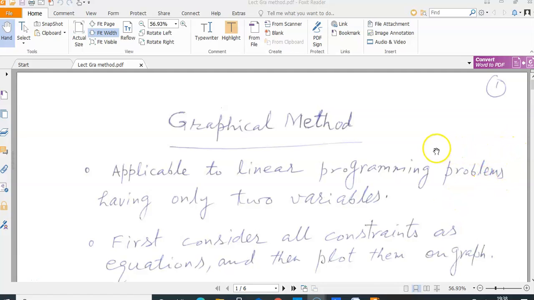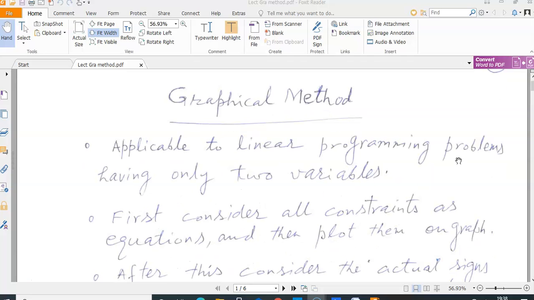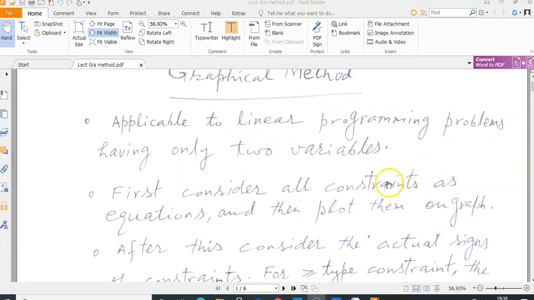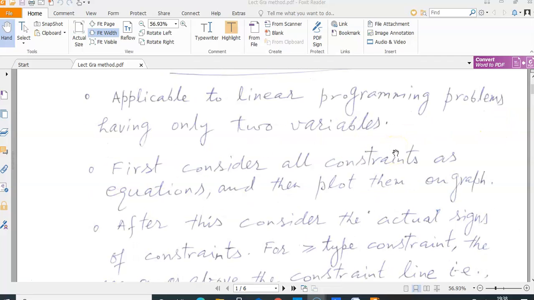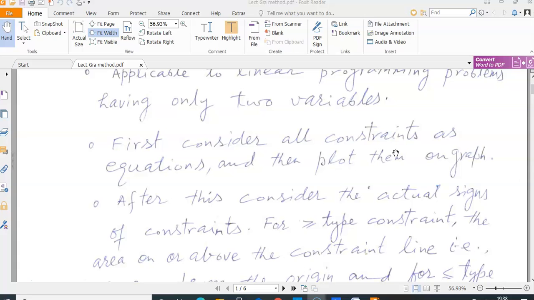Good morning, students. In this class, we will learn the graphical method for solving linear programming problems involving two variables. This method is applicable to linear programming problems having only two variables. It cannot be applied to problems having more than two variables. First, consider all constraints as equations and then plot them on the graph.